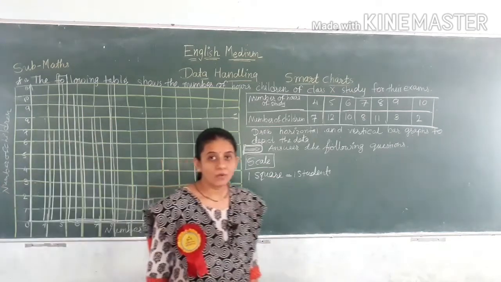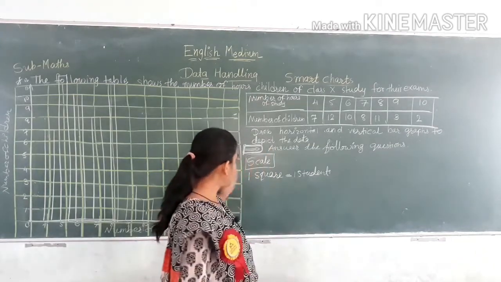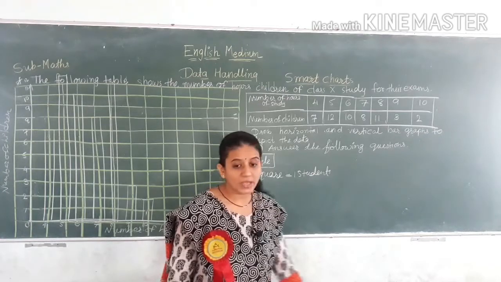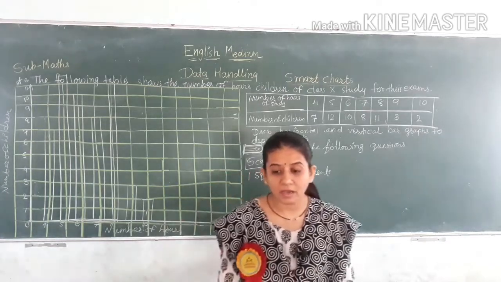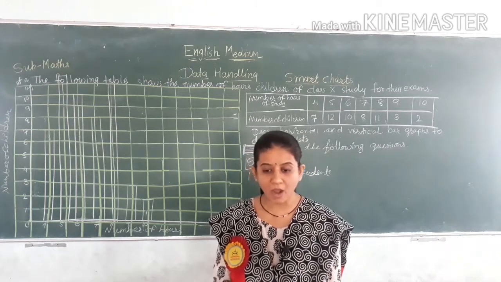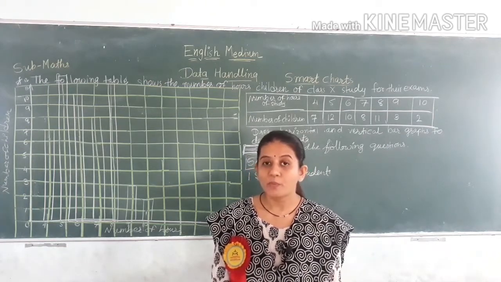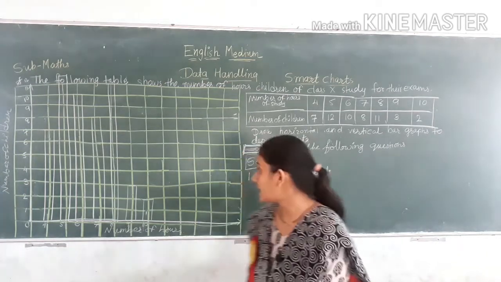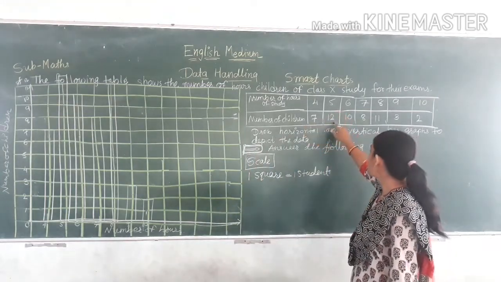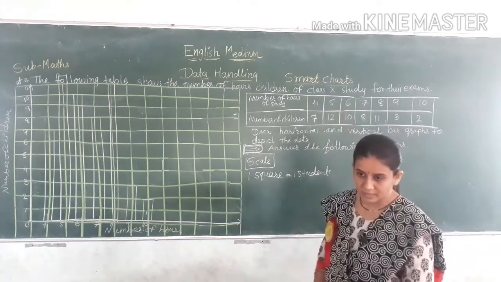Now, some questions related to the bar graph. Answer the following questions. Question: how many hours do most of the students study? So, 5 hours. Most of the students study 5 hours.